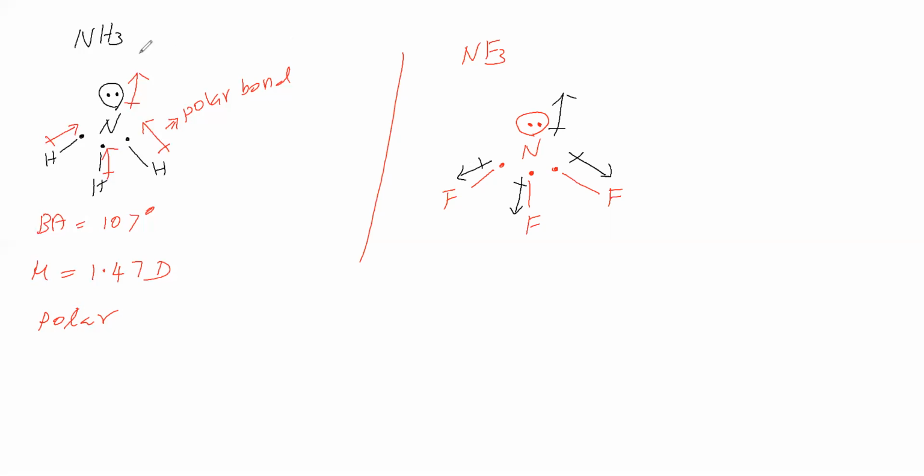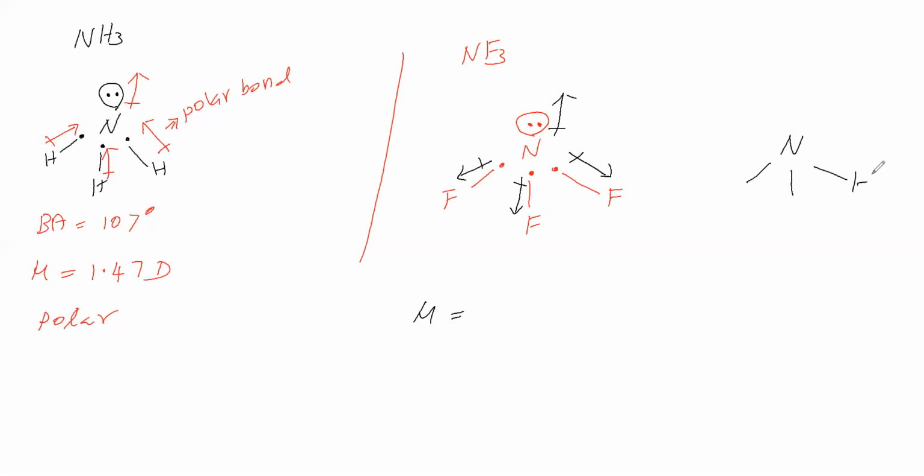Now let us compare NH3 and NF3. In both cases, the central atom is nitrogen. Here the surrounding atoms are hydrogen, and here the surrounding atoms are fluorine. Here the lone pair is present at the central atom, and here also the lone pair is present at the central atom. Now, how will the dipole moment be for this molecule? Will this molecule's dipole moment be 0 or non-zero? That we will see first. And what is the value? That we will see.